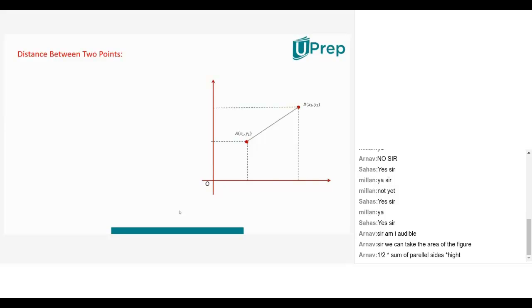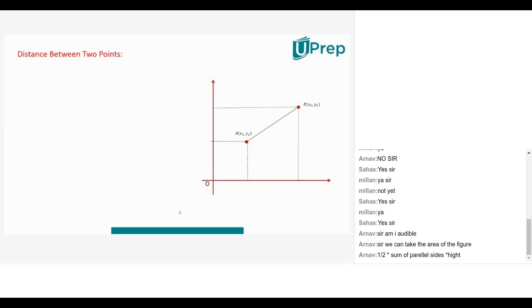By taking the area of the figure, what do you get? How will it give you the length AB? I guess that's the correct method to find the length, but then I also don't know how to find the length using that method. Okay, you both are trying to find the area and then half into base into height, right?